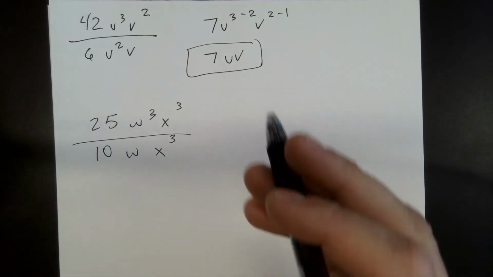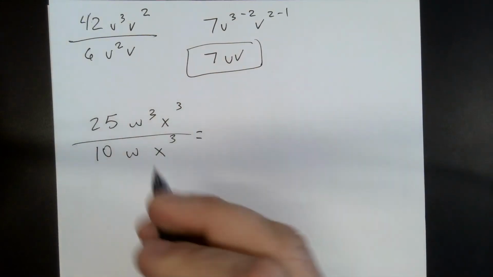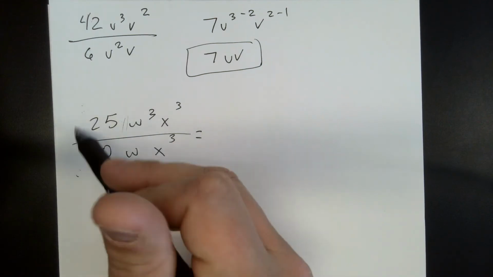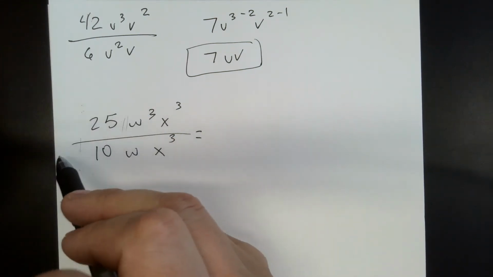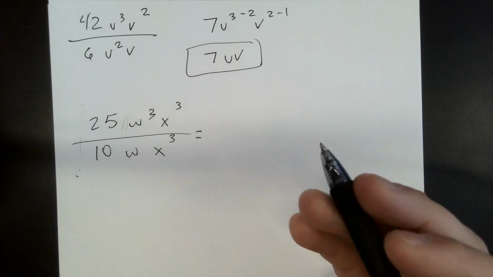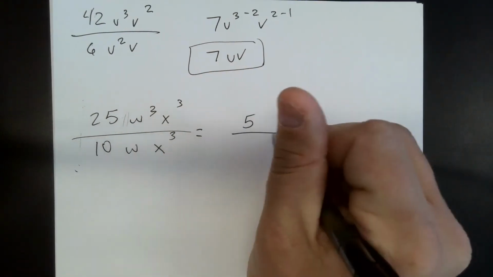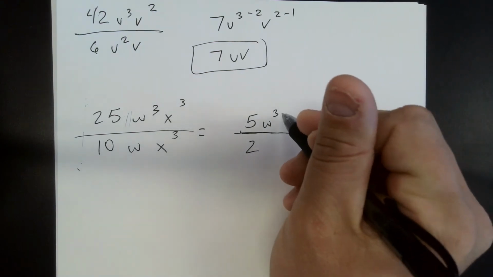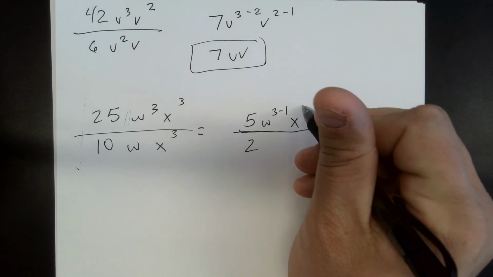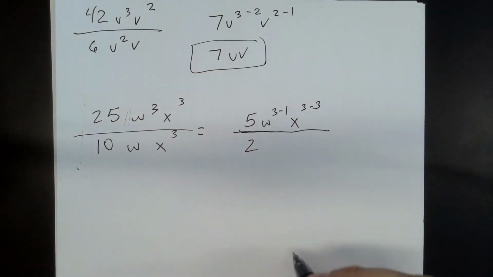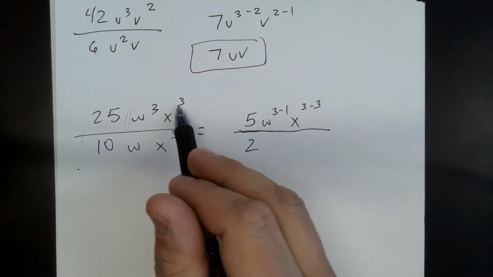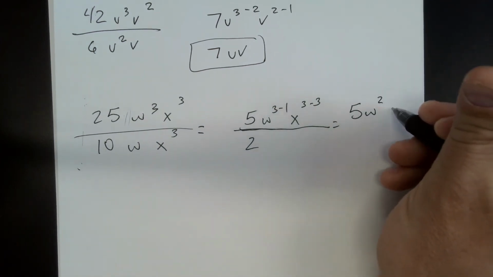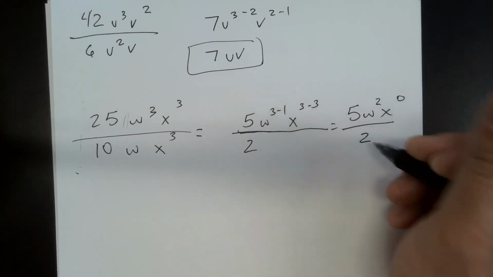Okay, so I'm going to go through and start doing this. First thing is look at the integers. We have to divide the integers, but in this case they're not going to come out whole, right? So just reduce the fraction to make 5 over 2. Subtraction happens on the top, so we're going to have w to the 3 minus 1 and x to the 3 minus 3. So this is going to reduce down to 5w squared x to the 0 over 2.